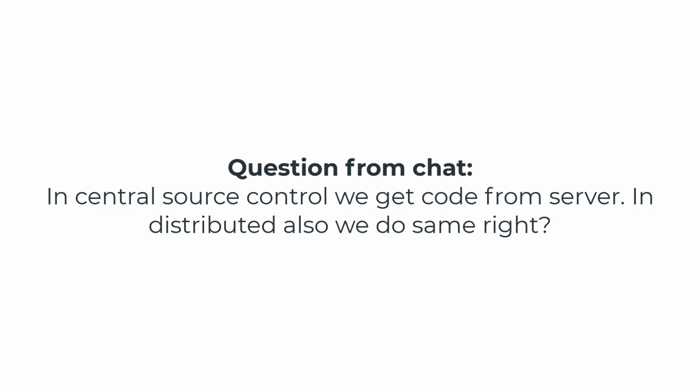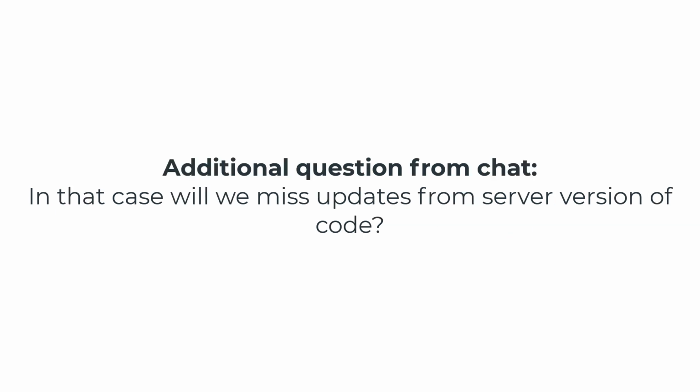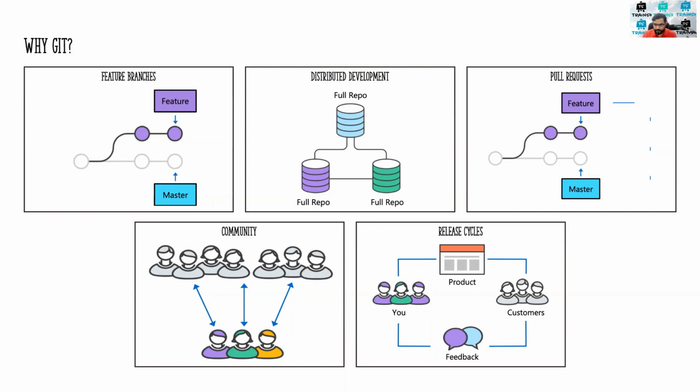But in case of distributed, you check out from your local server and not from the remote server. You first take a copy of your server into your local machine, and from there you check out. In case of central, you check out directly from the remote server. Is it clear? Okay, but in that case, we might miss the latest code from the server. Yeah, so here you can do another set of operations called push and pull.